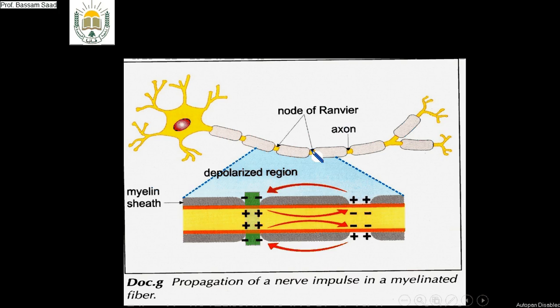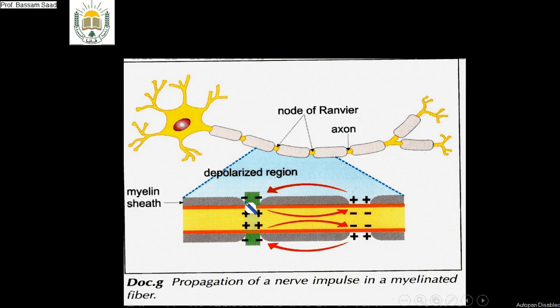Now look, the same phenomenon will take place. But now the attraction between plus and minus, and the movement of the positive charge toward the negative charge, is not at each point of the fiber. No. It is from one node of Ranvier to another node of Ranvier. So it has jumps. The charge jumps, or the action potential will jump along the myelin sheath.